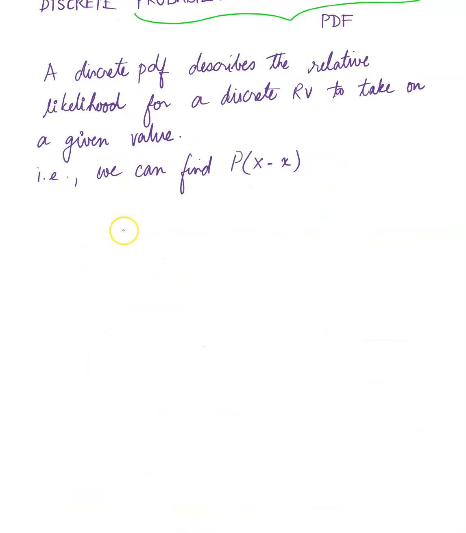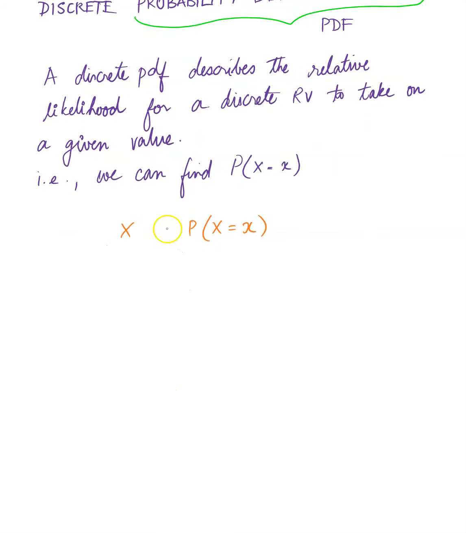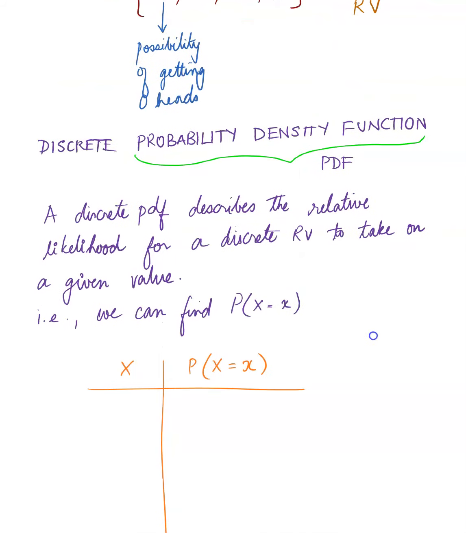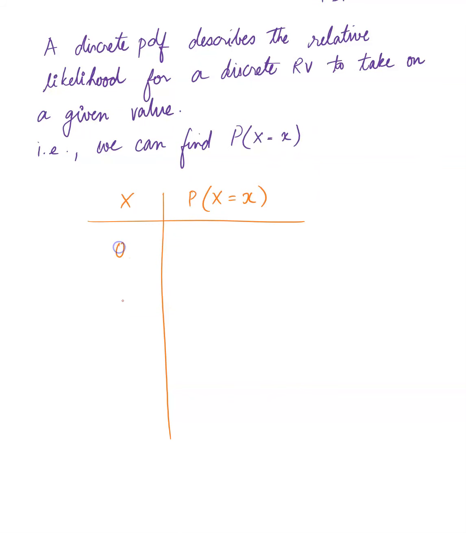So I have the x column and the P of x column. Now capital X is the random variable, and the values it takes would be the small x. And of course, P of x is the probability associated with the random variable. So I have 0, 1, 2, and 3. I have to build the P of x column.